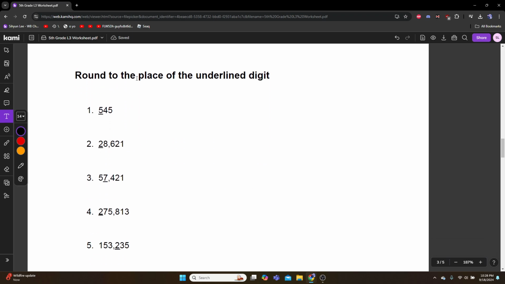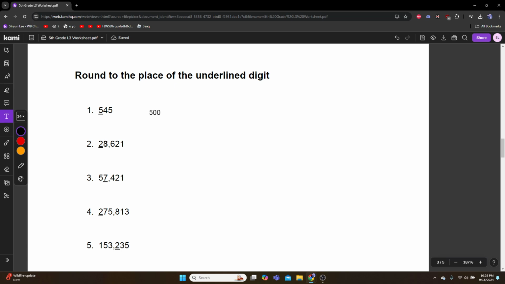Round to the place of the underlined digit. So we look at our underlined digit, and then we want to focus on what comes to the right of the underlined digit. The number to the right is 4. If the number to the right is 4 or less, then you want to just keep the number as 5, and turn everything else to the right to 0. So in this case it would be 500 since it's 4 or less.